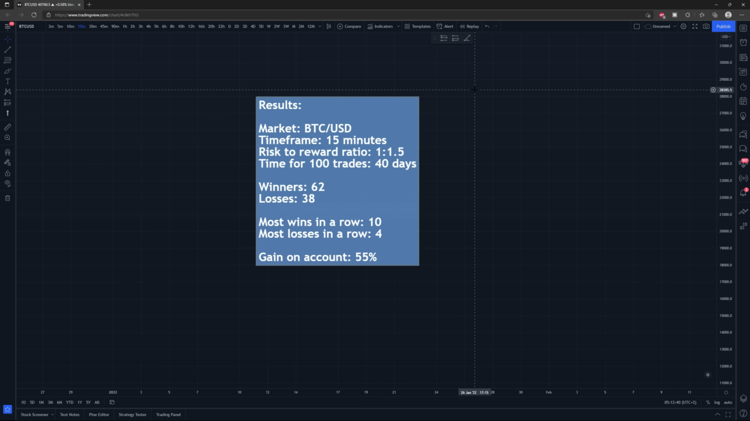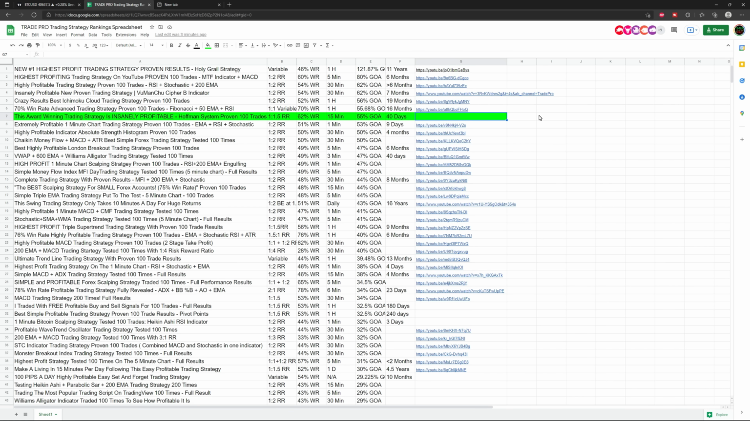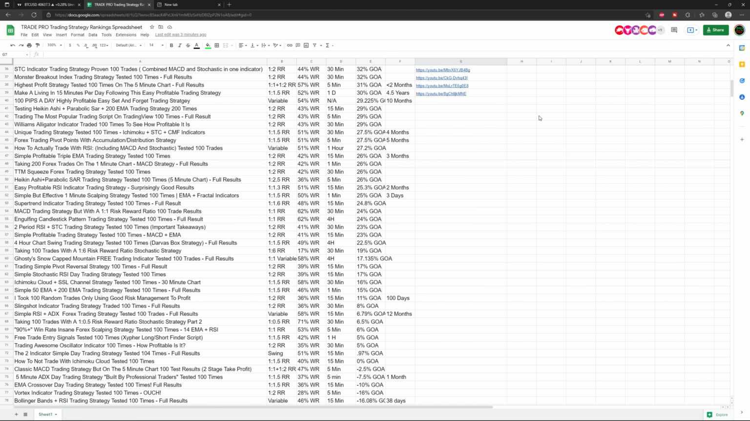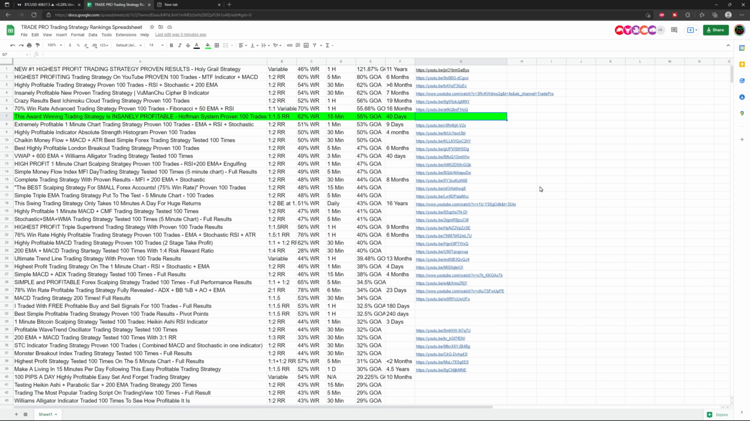Anyway, I hope that you guys enjoyed this one, and I'm going to pop it on the strategy ranking spreadsheet, where it should fall quite high with the 55% gain on the account. It's one of the best ones I've tested, so let's check it out. All right, guys, here it is on the strategy ranking spreadsheet, falling at spot number 7 out of 78 strategies tested on the channel so far. So this one is definitely doing very, very well and is worth taking a look at, especially if you don't have a trading strategy yet that you follow.